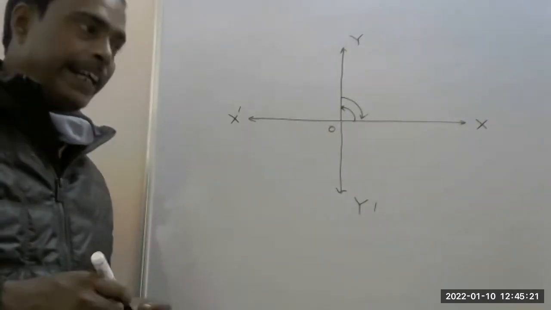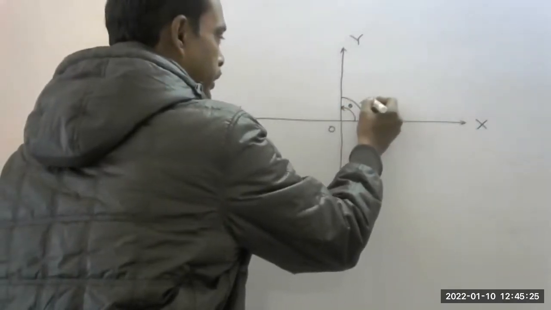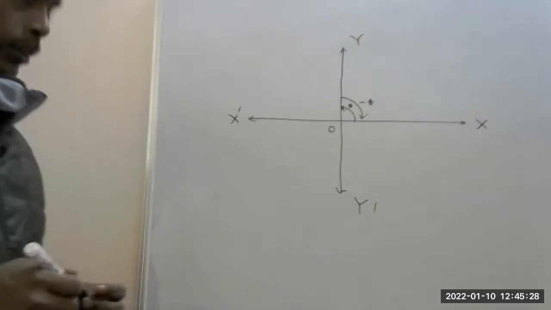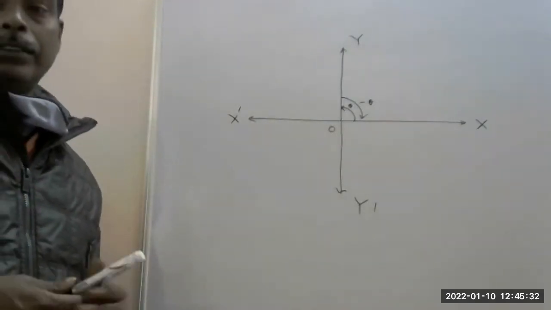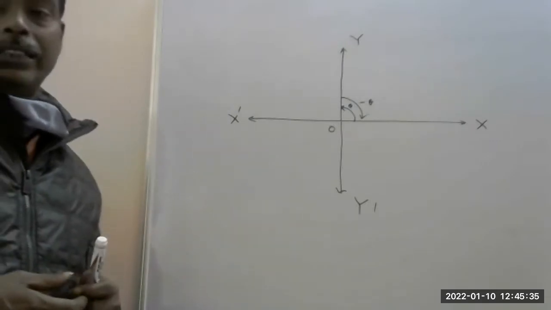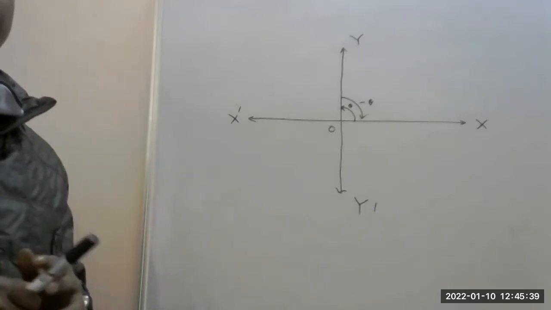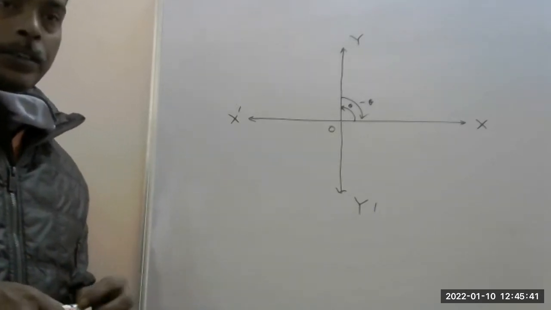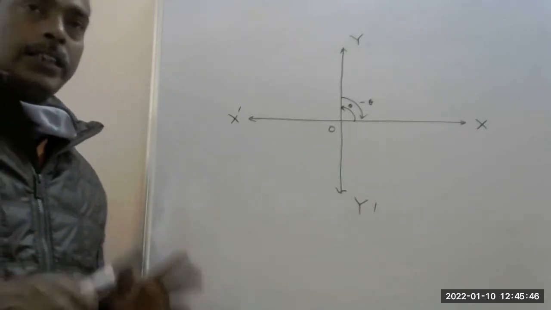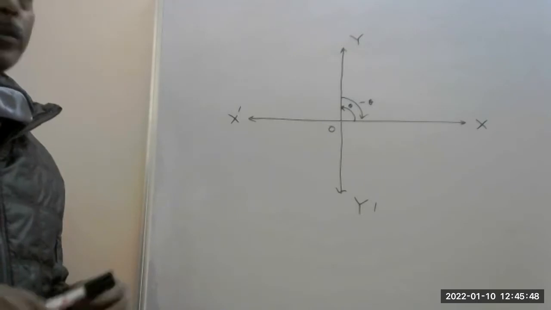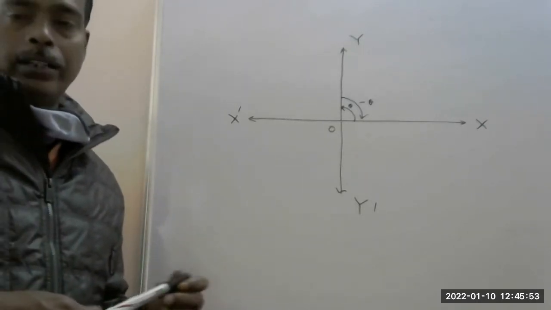When we take the anti-clockwise direction, then the angle is theta, and it is the positive angle. When we take the clockwise direction, then it is taken as a negative angle. This is the fundamental thing of trigonometrical angle measurement. In trigonometrical angle measurement, when it is anti-clockwise, then it is taken as the positive angle. When it is clockwise, then it is taken as the negative angle. Is it clear?